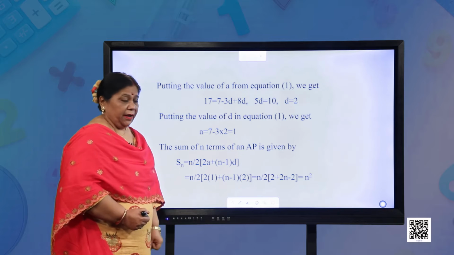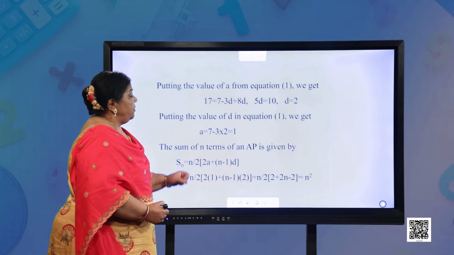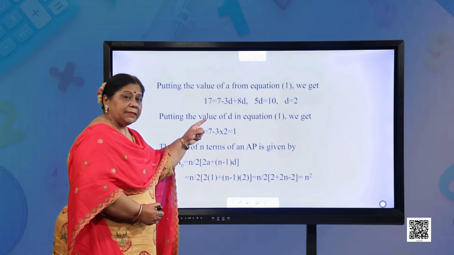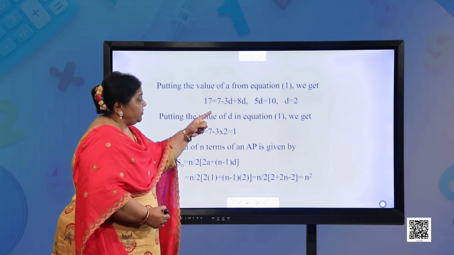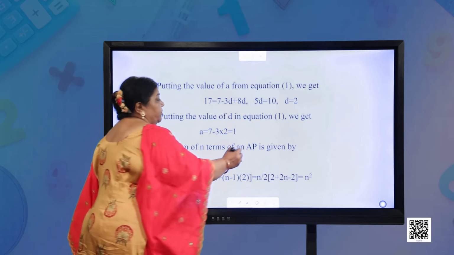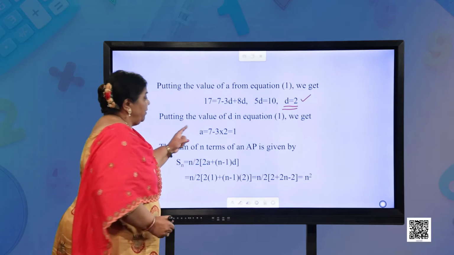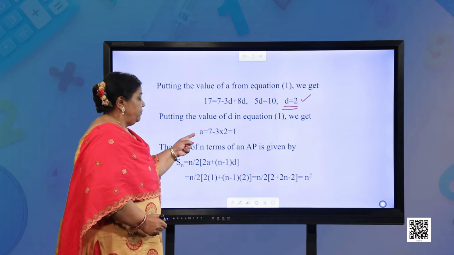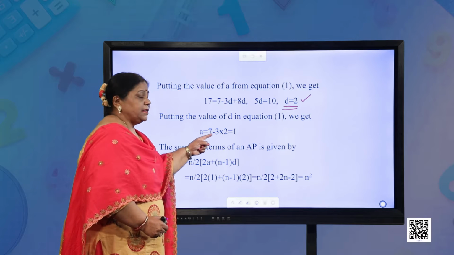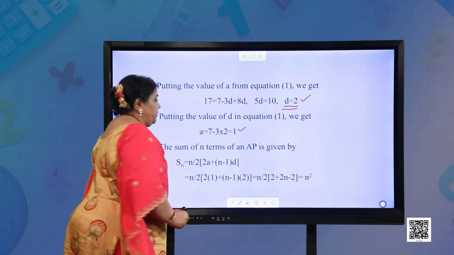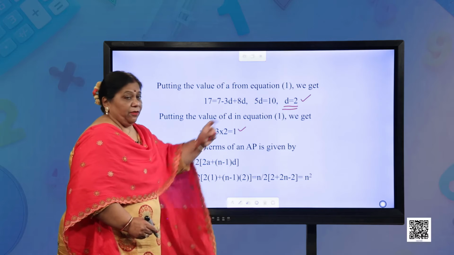Putting the value of A from equation 1, we get 17 is equal to 7 minus 3D plus 8D, that is 5D is equal to 10, or the value of D is 2. Putting the value of D in equation 1, we get A is equal to 7 minus 3 into 2, which is 6, so 7 minus 6 is 1. So, we get the value of A, we know the value of D.